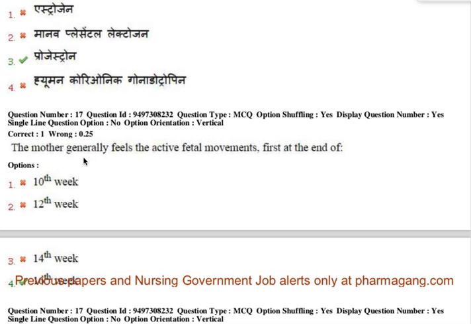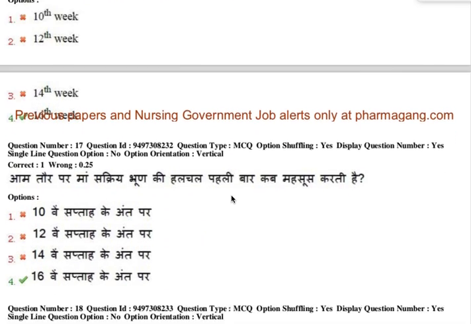Next question. Question number 17. The mother generally feels the active fetal movement first at the end of. Right answer is fourth, 16th week. At the 16th week of pregnancy, mothers generally feel the active fetal movement. So it's also known as quickening. It's a sign of quickening that is felt at the time of the 16th week of pregnancy.